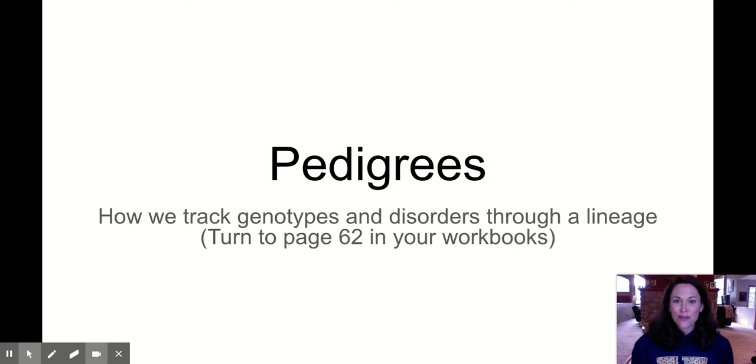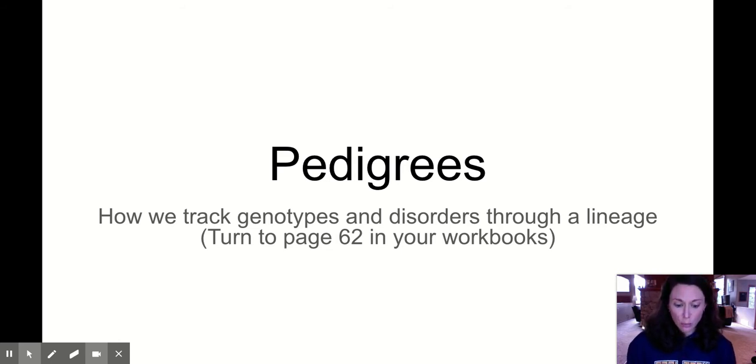Today I'm going to share with you some information about pedigrees, and most of you will remember doing this probably in middle school. Pedigrees are a way for scientists and geneticists to track either genotypes or maybe disorders through a lineage in a family. And so we can keep track of which individuals in a family have a disorder and which ones don't.